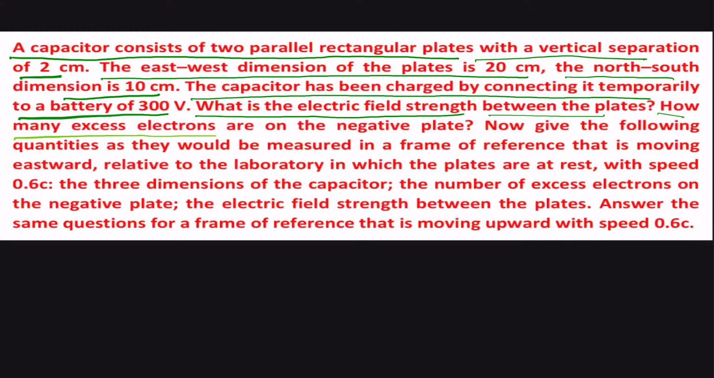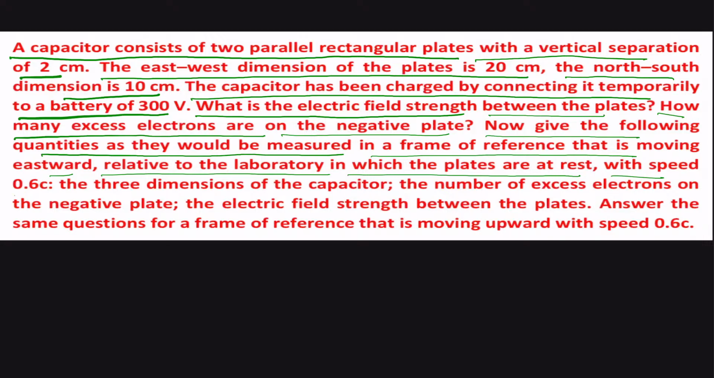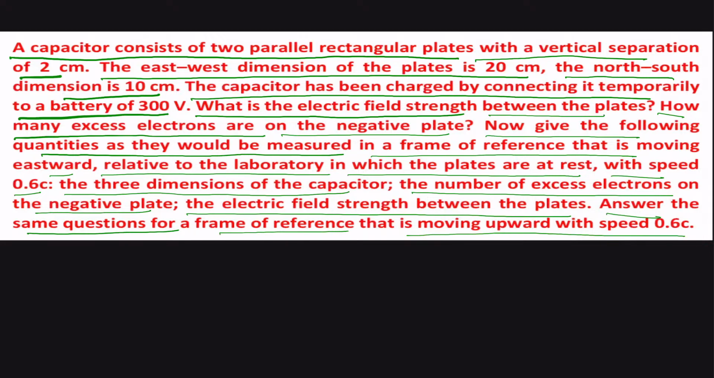How many excess electrons are on the negative plate? Now give the following quantities as they would be measured in the frame of reference that is moving eastward relative to the laboratory in which the plates are at rest, with a speed 0.6 times c: the 3 dimensions of the capacitor, the number of excess electrons on the negative plate, and the electric field strength between the plates. Answer the same question from the frame of reference that is moving upward with a speed of 0.6 times c.